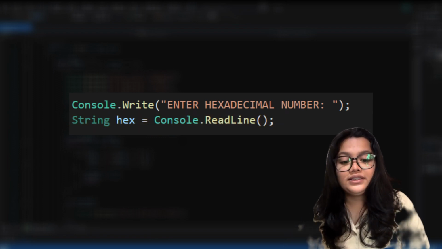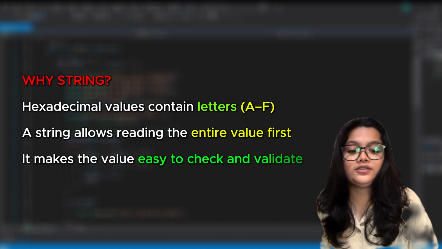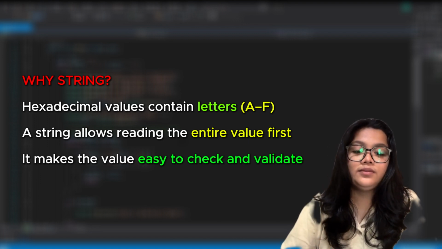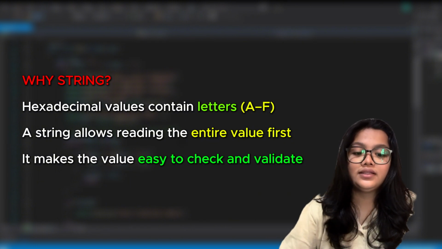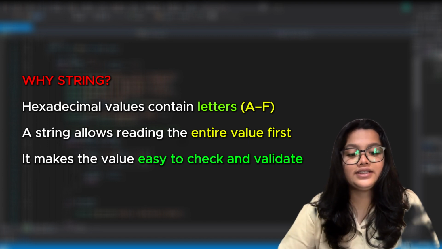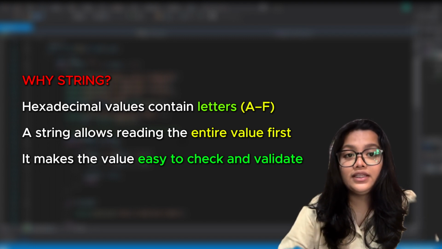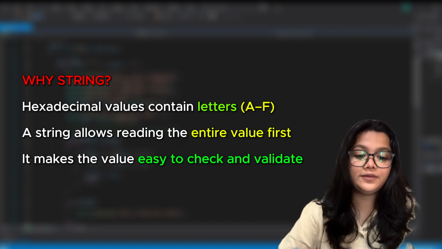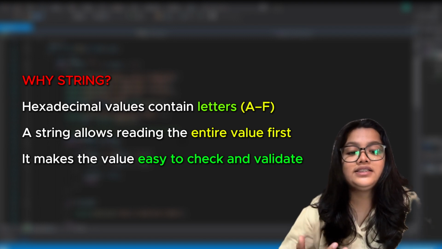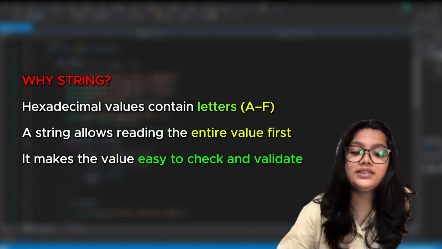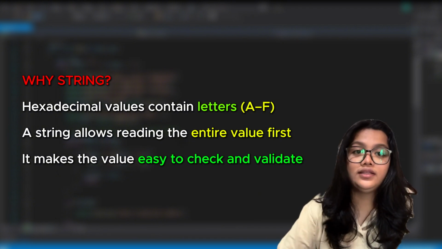So, why string? It is stored as string in the variable hex because the user's input from the Console.ReadLine is always read as text. Hexadecimal numbers include letters A to F, which cannot be handled directly as numeric types. So, keeping it as string allows the program to validate and process it easily before converting it to a number.